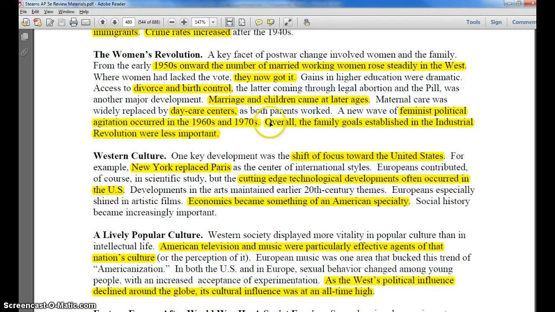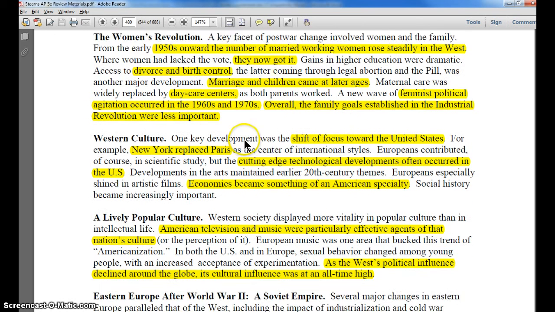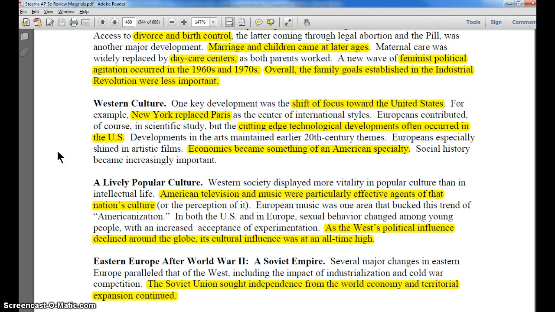The Industrial Revolution is kind of gone at this point, and we see more of a social revolution. Then Western culture. As we move along, you've got page 766, New Feminism, and then Western culture, page 767, where the United States is kind of the center of the world. New York is more important than Paris.